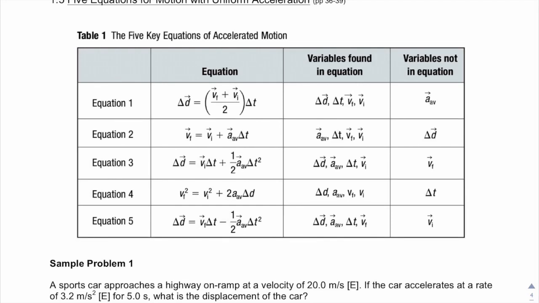Section 1.5, 5 equations for motion with a uniform acceleration. In a previous video, I've shown you how to derive 5 equations that are commonly used for kinematics. And Table 1 from your textbook summarizes these 5 equations. It tells you the variables found in each equation and the variables not found in each equation. We're going to practice with 3 sample problems how to use the 5 equations for accelerated motion.